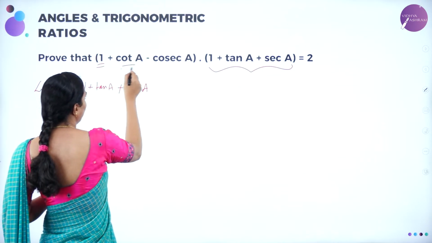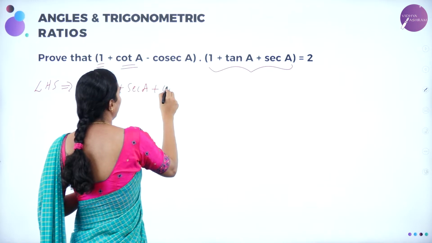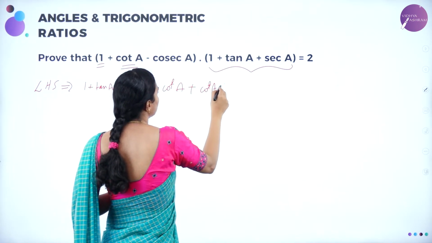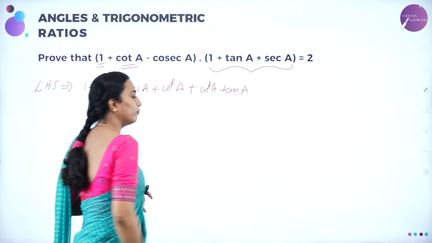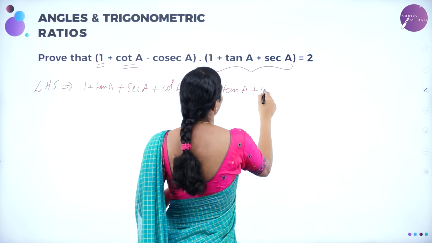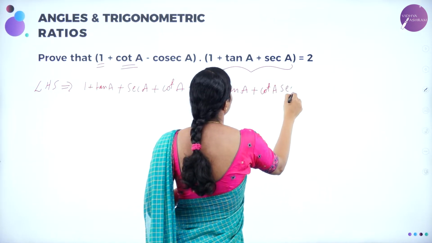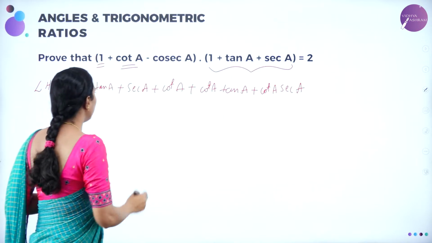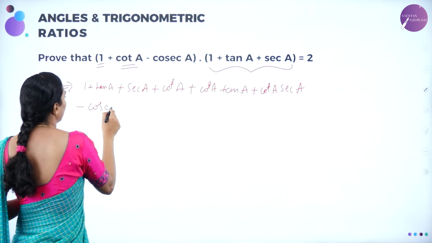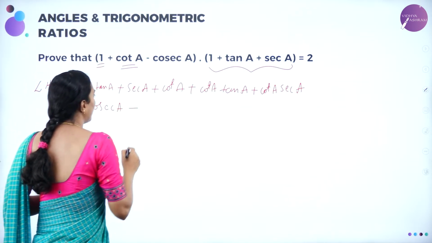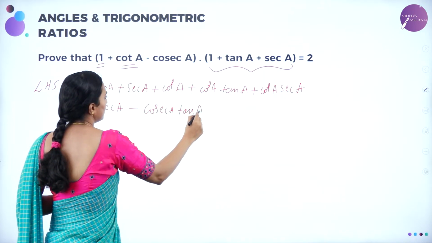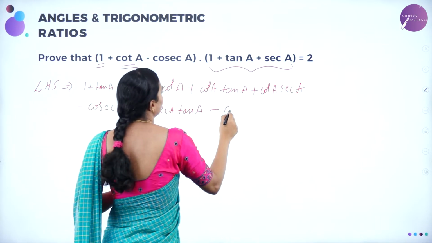Again cot A multiplied with 1 plus cot A, plus into plus is plus cot A into tan A. This will become 1 because they are reciprocal of each other. Again plus cot A into secant A. Again multiplying minus cosecant A with that: minus into plus is minus cosecant A, minus cosecant A into tan A, and minus cosecant A into secant A.